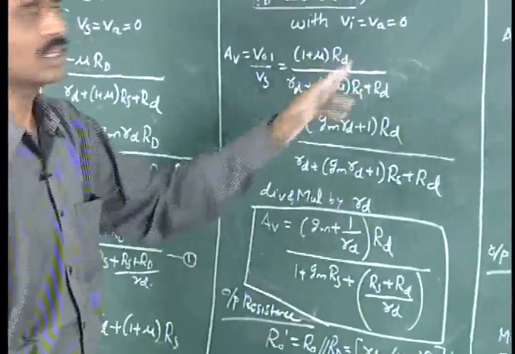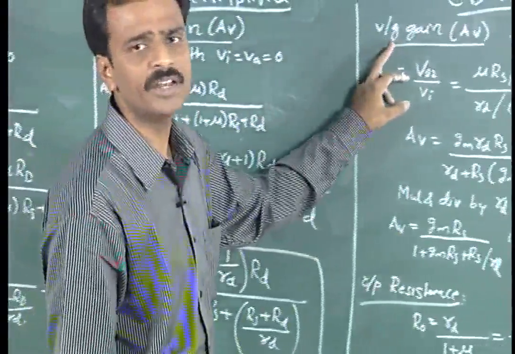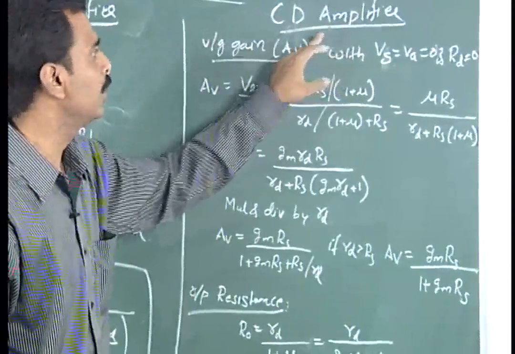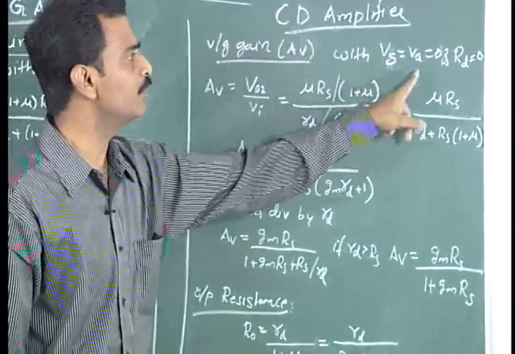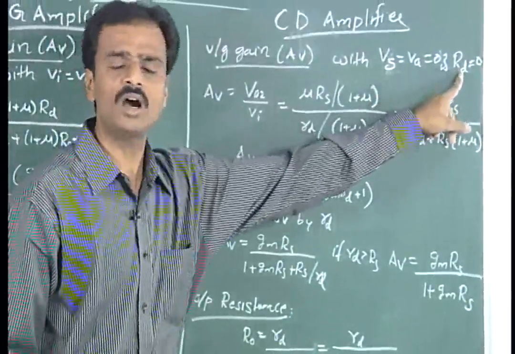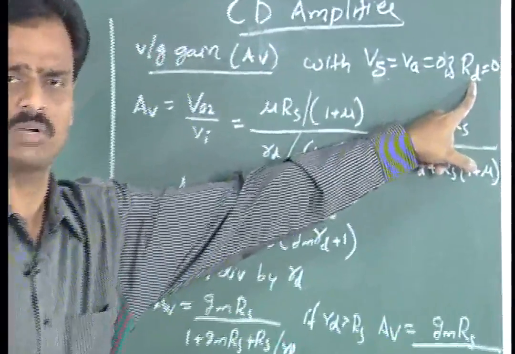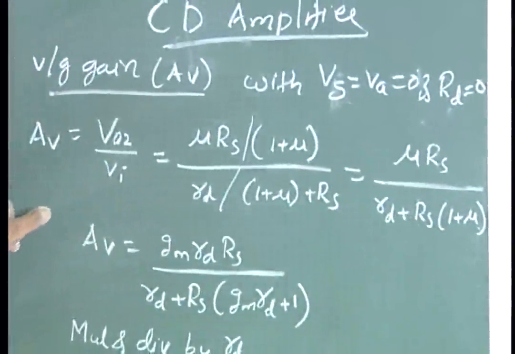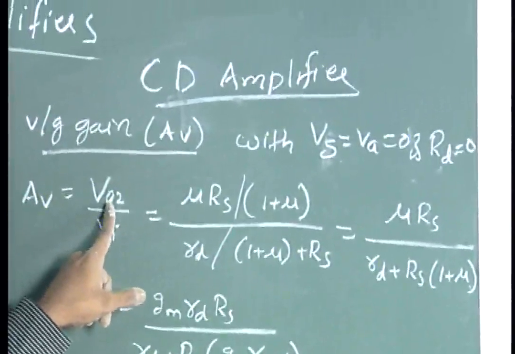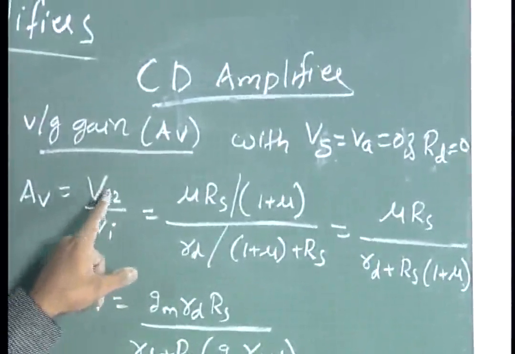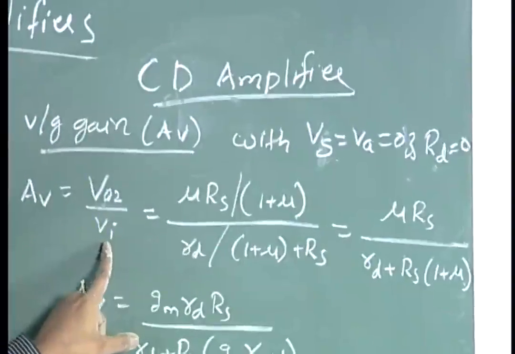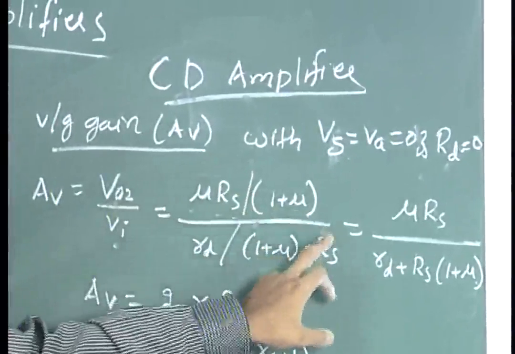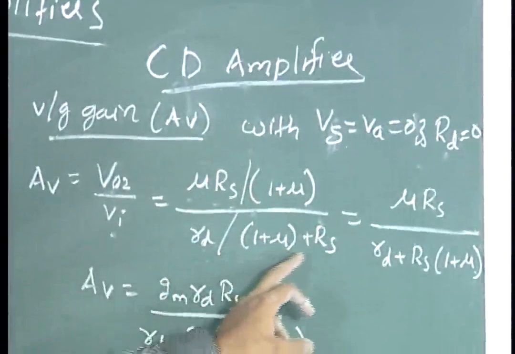Next, coming to the last one, the common drain amplifier. The common drain amplifier is also called a source follower, where for this case Vs and Va will be equal to 0, with the help of which Rd will also be equal to 0 simultaneously. With these conditions we can calculate the voltage gain for the case of the common drain amplifier, where the output will now be V02. The output is taken across V02 and the input is Vi. Just substituting the value of V02 here, it's mu Rs by 1 plus mu Rs, and Vi will be Rd by 1 plus mu Rs.